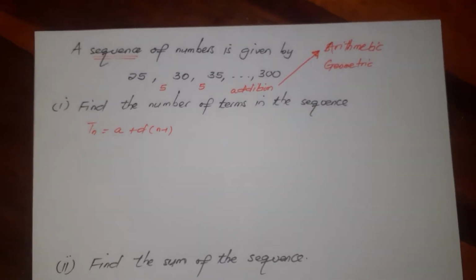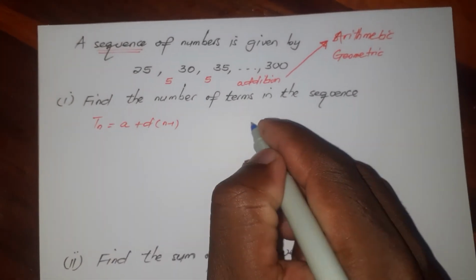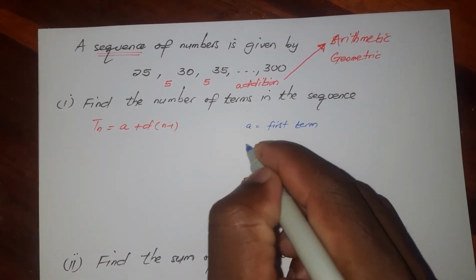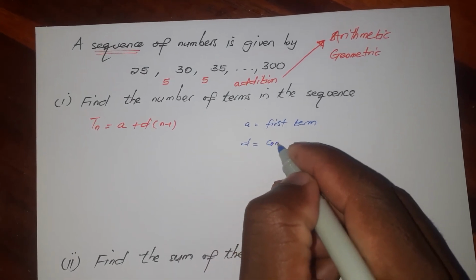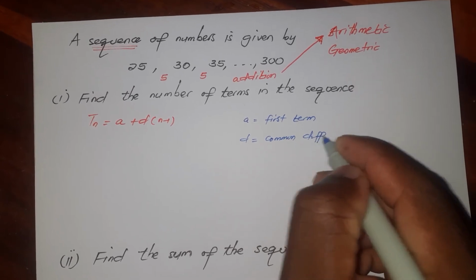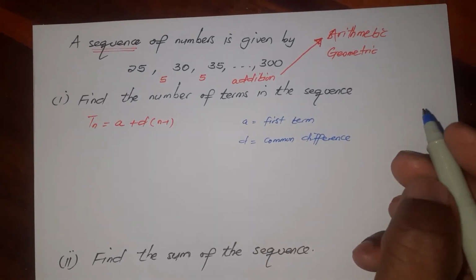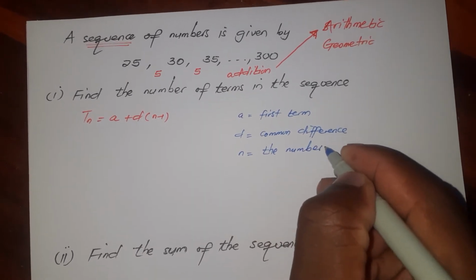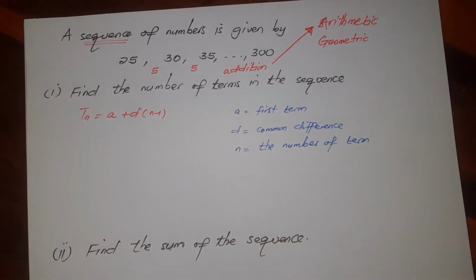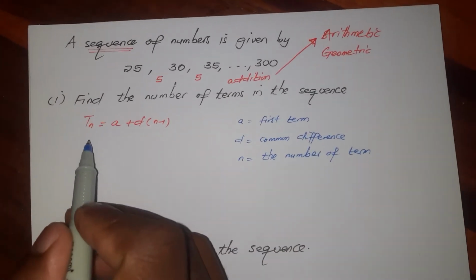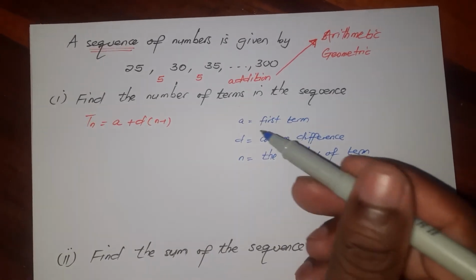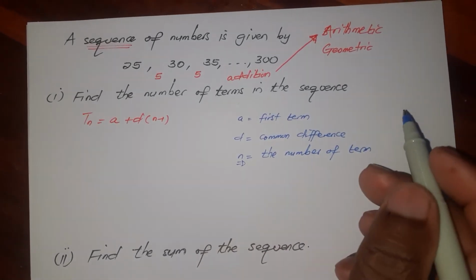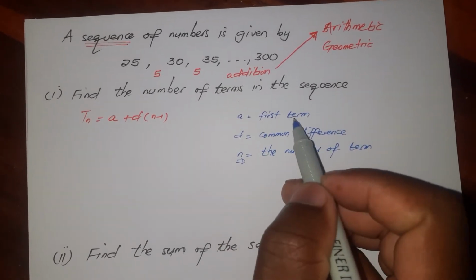We now need to identify the parts of our formula. A is the first term, while D is the common difference, and N is the number of terms. Now, in order for us to substitute in our formula, we have to get the value of A, the value of D, and of course we are looking for the value of N, so we don't need to get that for now. So A is the first term, which is 25.